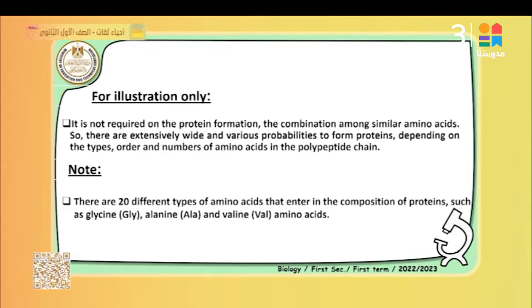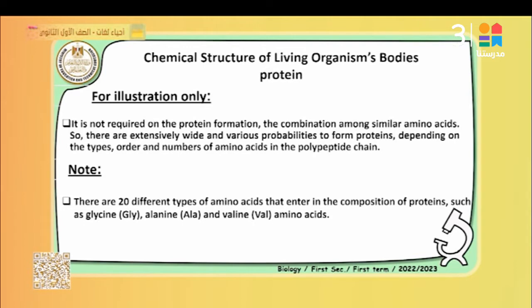It is not required for protein formation to combine only similar amino acids. So there are extensively wide and various possibilities for forming proteins, depending on the types, order, and number of amino acids in the polypeptide chain. There are 20 different types of amino acids that enter the composition of proteins, such as glycine, alanine, and valine. These are examples.